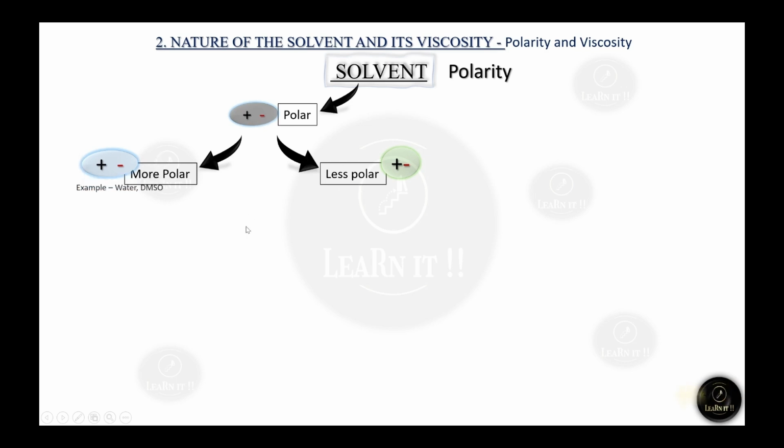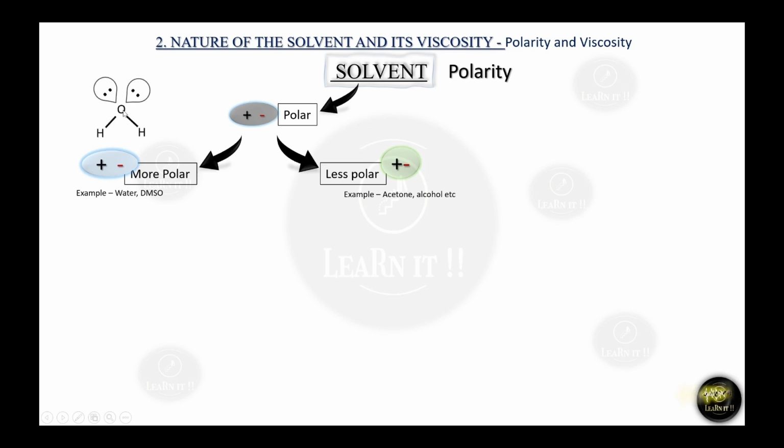Examples of more polar solvents are water and DMSO. DMSO means dimethyl sulfoxide. This is the structure. Less polar solvents are acetone and alcohol. We are going to discuss the polar solvents, because ionic compounds do not dissolve in non-polar solvents.